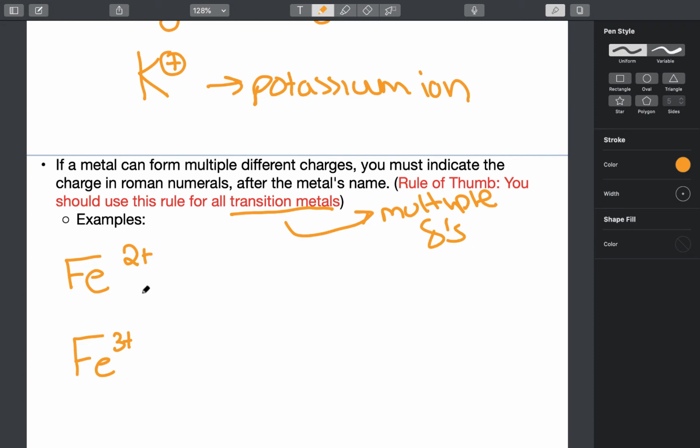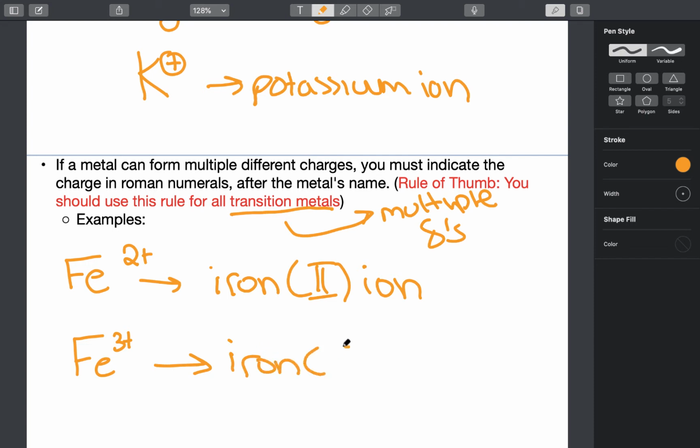So one great example is iron. Iron can form both a 2+ cation and a 3+ cation. In order to differentiate between the two, for the 2+ cation you would say iron(II) ion. And in order to differentiate the 3+ ion, you say iron(III) ion. So those are the general rules for metals.